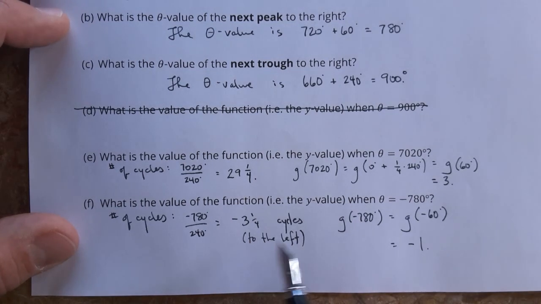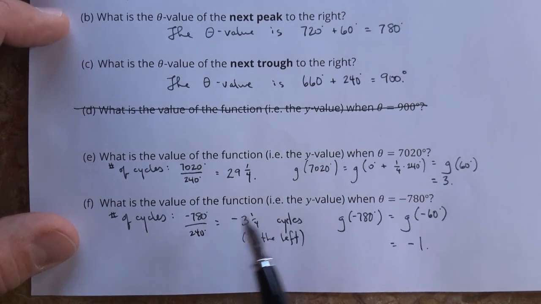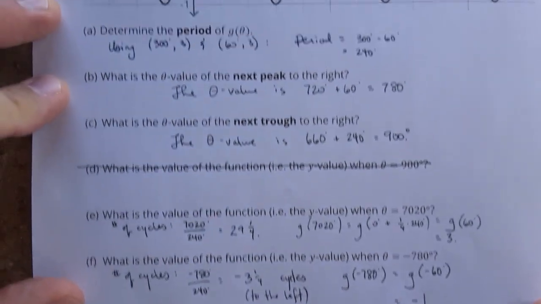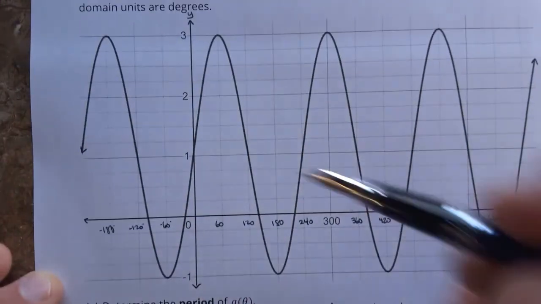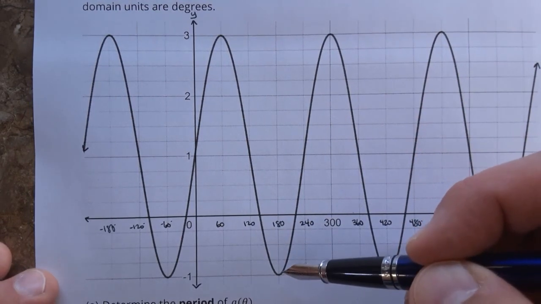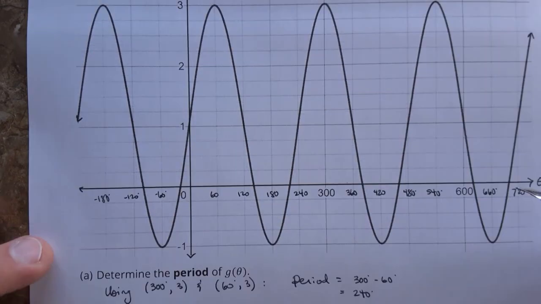Now if you don't like that whole negative business here, some negative number of cycles, being 1/4 of the way to the left is the same as being 3/4 of the way to the right. So 1, 2, 3/4 of the way to the right is also a trough, and so you can think about it that way instead. Okay, so I hope that is helpful.